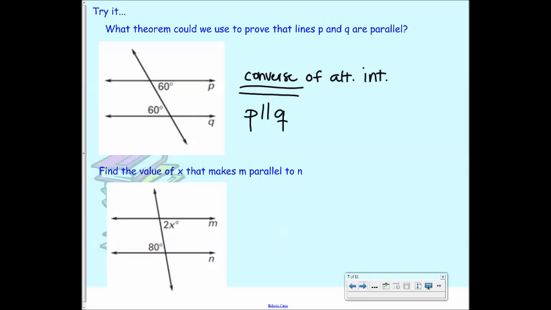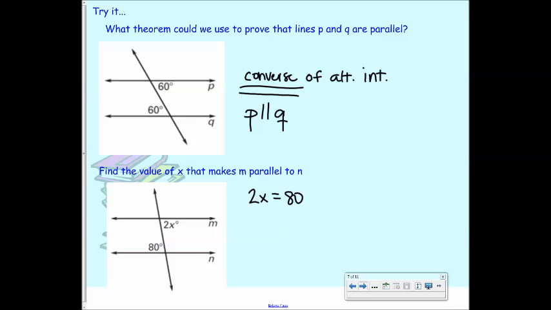Okay, this one says find the value of X that makes M parallel to N. So the first thing you need to decide is what's the angle relationship here? Alternate interior, which means that they have to be congruent if these lines are going to be parallel. So how would I figure out X then? Make them equal each other. Good. So make them equal. So 2X equals 80.